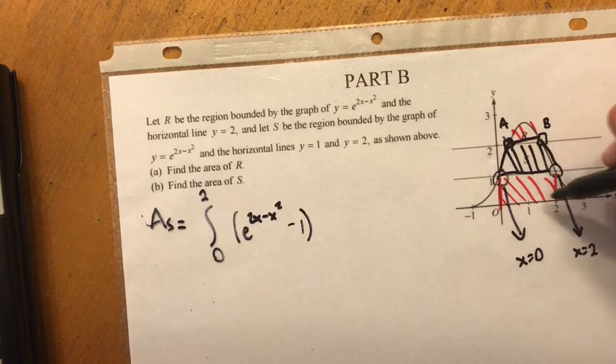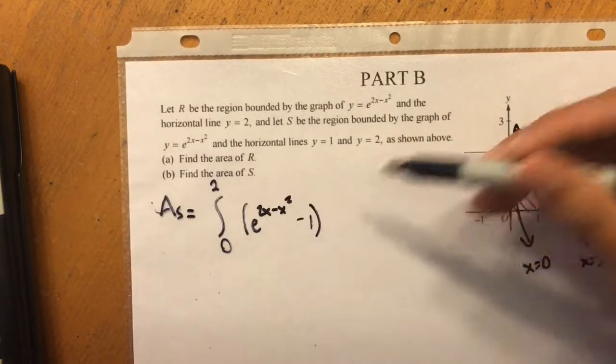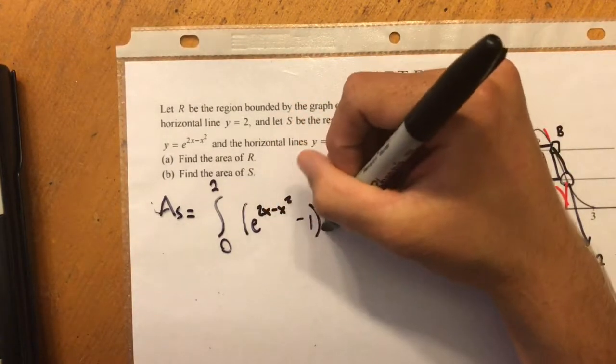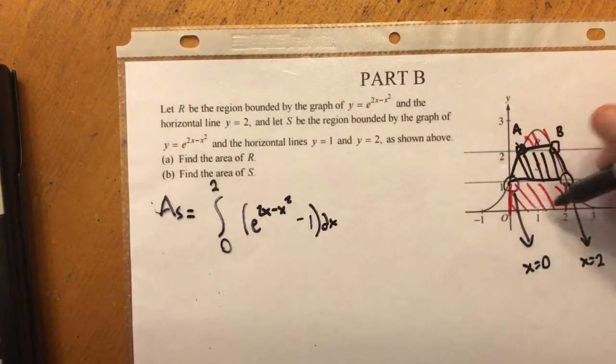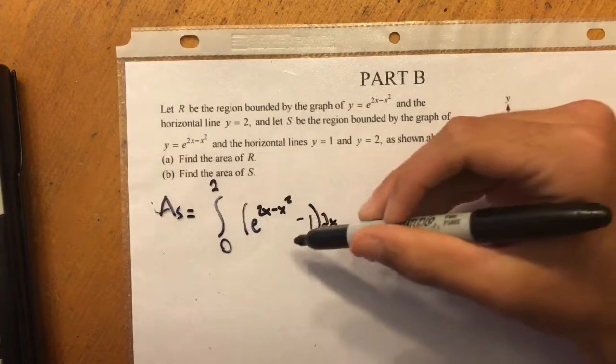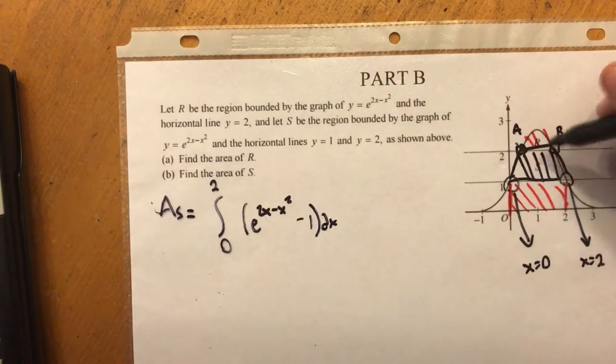So this red area right here is going to be disregarded while finding the area, and then we're going to throw a dx on the end of that because we're integrating in terms of x. And now, since we got rid of this bottom part, right now, by using this right here, we have the area of S and the area of R.